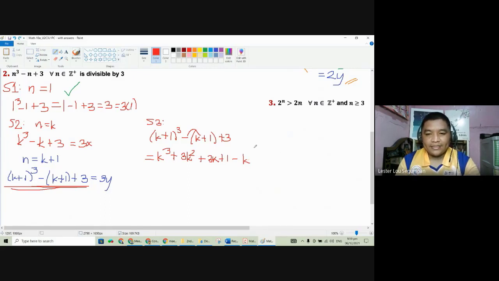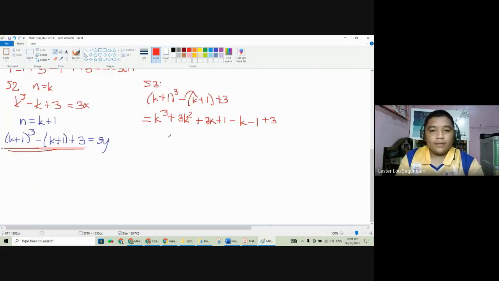Again, what happens here is this. When you remove this grouping symbol, do not forget that the sign here will be changed. Instead of plus 1, we have minus 1. But plus 3 is still plus 3, since it's not part of the grouping symbol. To simplify, you will have k cubed plus 3k squared. And then you have plus 3k minus k, which is plus 2k. 1 minus 1 is 0, so you will have plus 3.